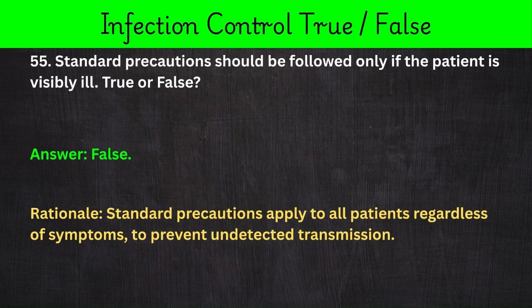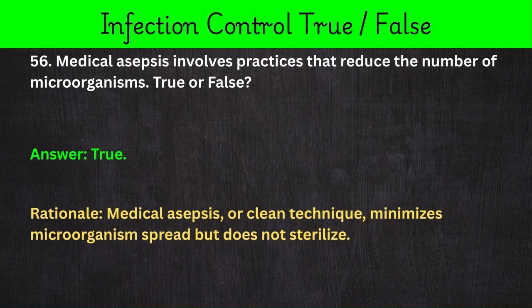55. Standard precautions should be followed only if the patient is visibly ill. True or false? Answer: false. Rationale: standard precautions apply to all patients regardless of symptoms to prevent undetected transmission. 56. Medical asepsis involves practices that reduce the number of microorganisms. True or false? Answer: true. Rationale: medical asepsis, or clean technique, minimizes microorganism spread but does not sterilize.